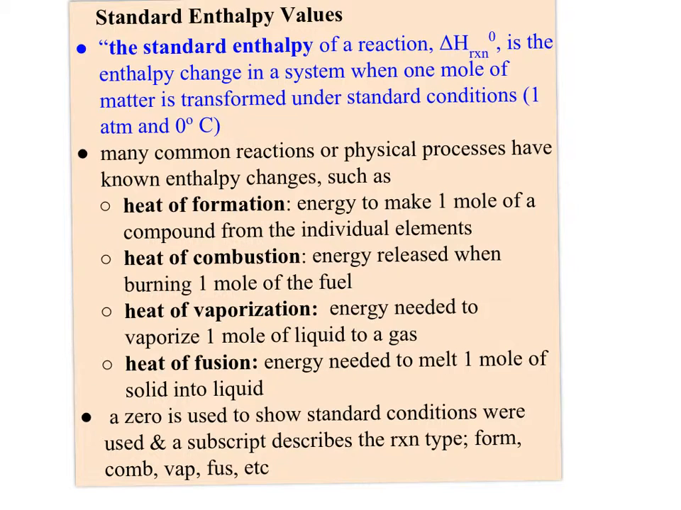You notice that the 0 is used along with the enthalpy symbol there, delta H, and then there's a little 0, and that's to show standard conditions were used. And then, as I said, the subscript can just say reaction, or it could say formation, FORM, or COMB to let you know it's the combustion, or vaporization, or fusion. So oftentimes that subscript gives you an idea of what kind of process or reaction was taking place.